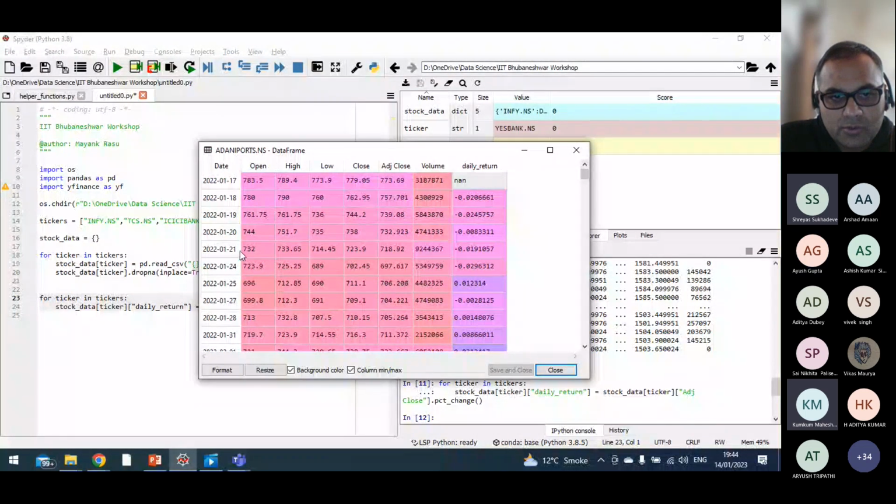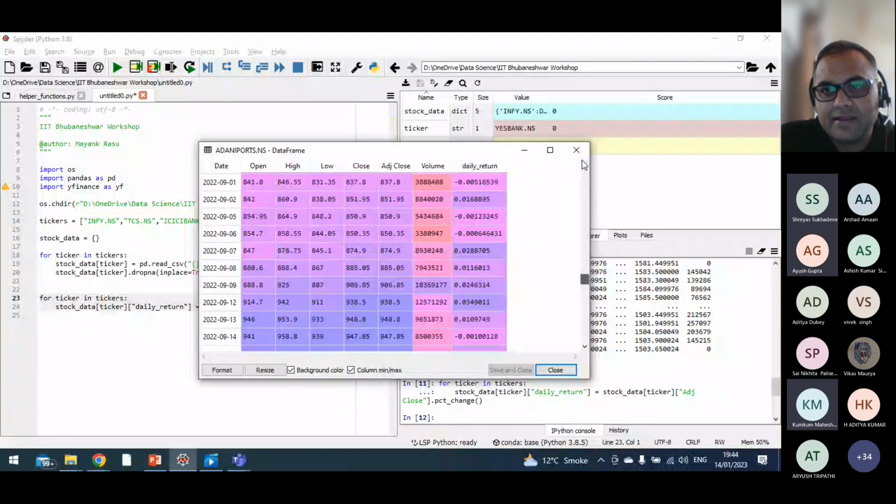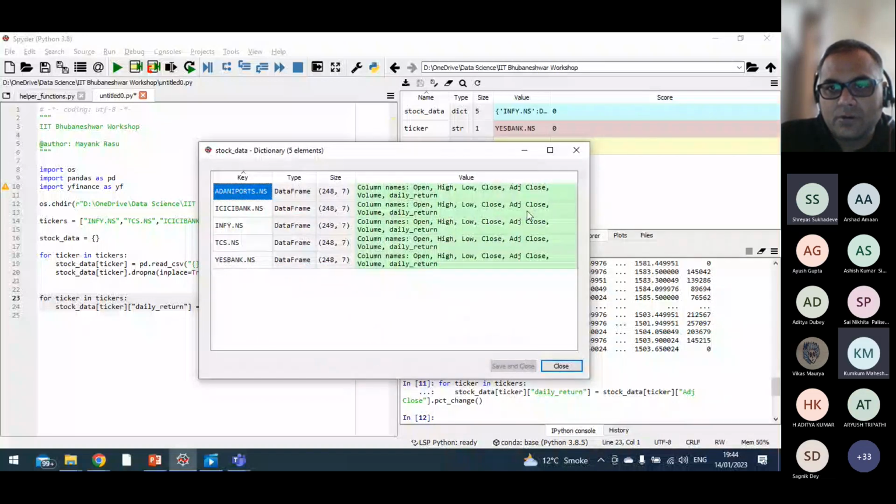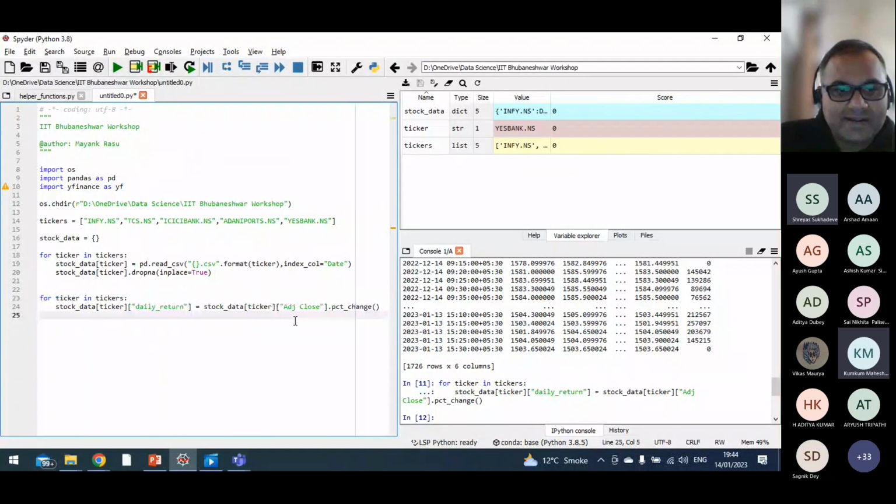So on 21st of Jan, the daily return that this stock had was minus 1.9%. And you can see that this stock has been going down in price. So that's not surprising. Now this is the daily return. This is a daily return, but we have to annualize it.